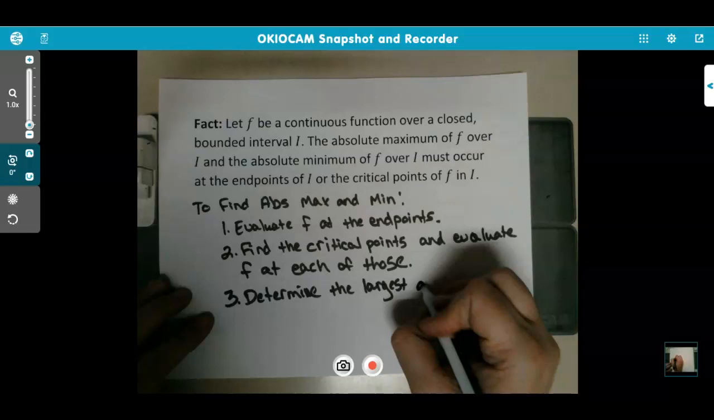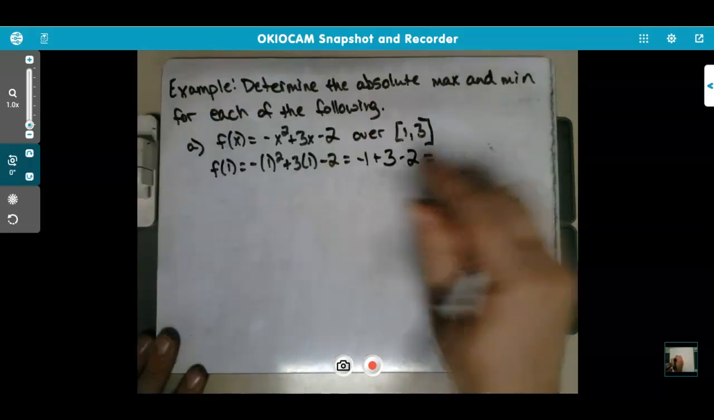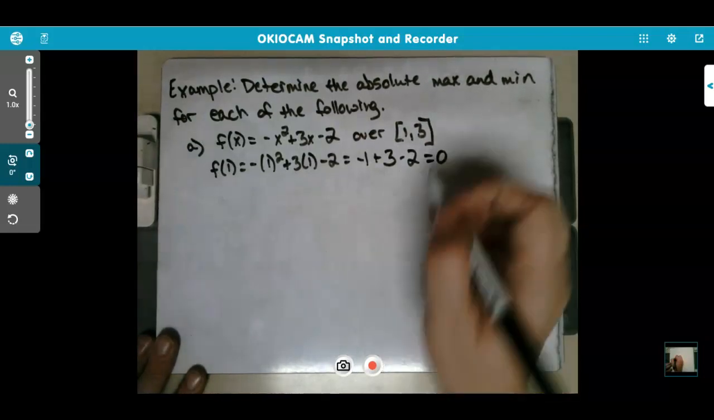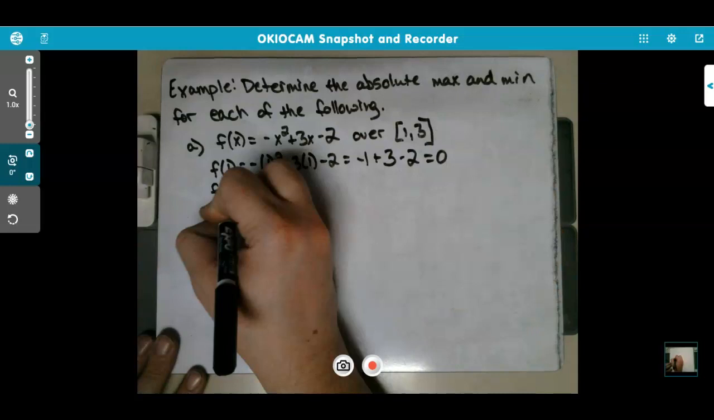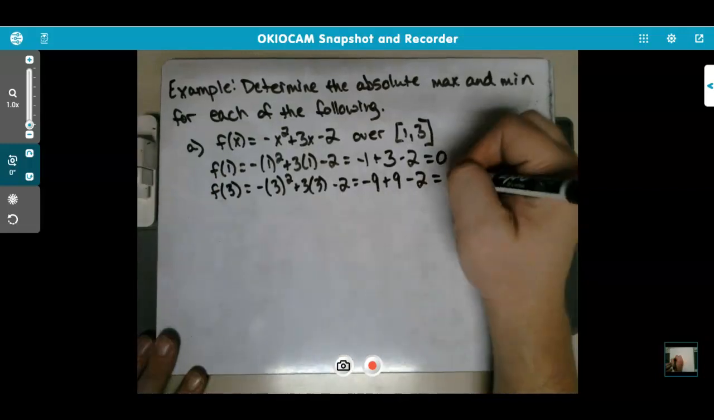Okay, so the first thing is I've got to see what it is at the endpoints. So plug in a 1. F of 1 is equal to negative 1 squared plus 3 times 1 minus 2. 1 squared is 1, so negative 1 plus 3 times 1 is 3 minus 2. Negative 1 plus 3 is 2, minus 2 is 0. Now plug in a 3. Negative 3 squared plus 3 times 3 minus 2. 3 squared is 9, so negative 9. 3 times 3 is 9, so plus 9 minus 2. Negative 9 plus 9 minus 2 is negative 2.